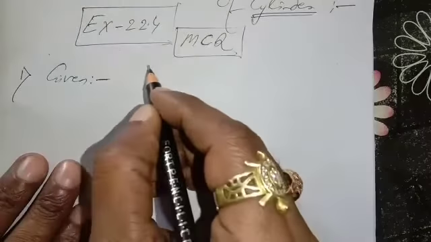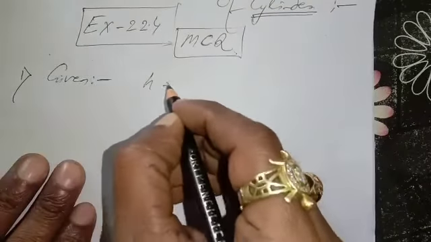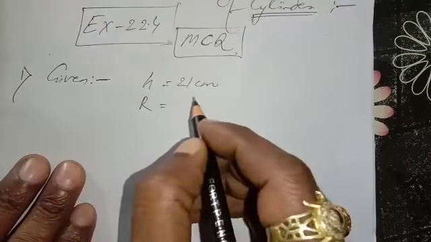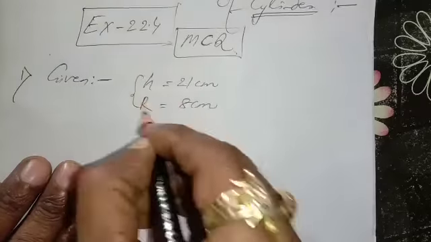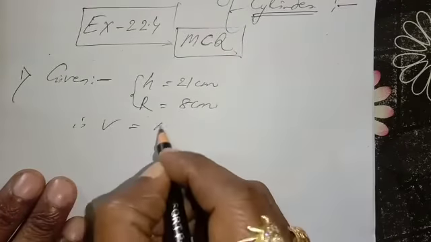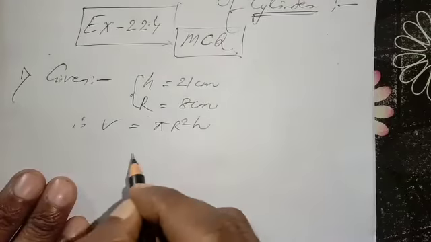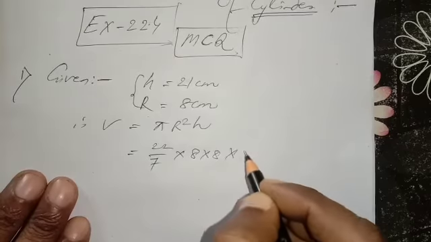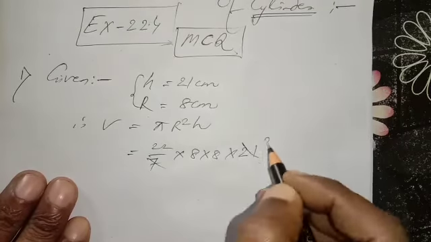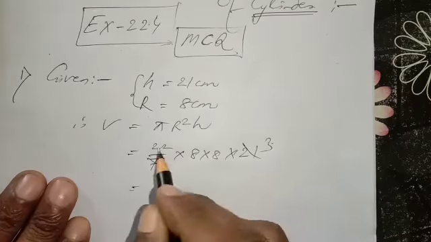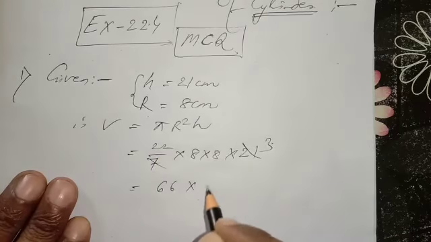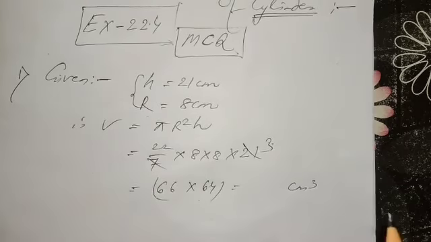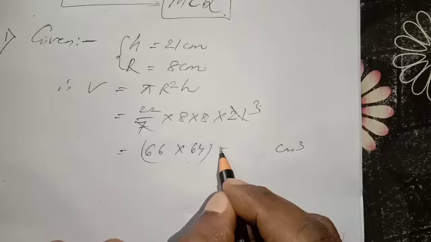In this question, the height of the cylinder h is equal to 21 centimeter. The radius of the base of the cylinder is given as 8 centimeter, and you have to find the volume. Therefore, volume is equal to pi r square h. Pi means 22 by 7. Radius is 8 square, 8 into 8. Height given is 21. 7 3s are 21. It is coming 22 3s are 66 and 8 8s are 64. Just multiply and you will get the result, this much centimeter cube. Number 1 complete. You have to do the calculation yourself.